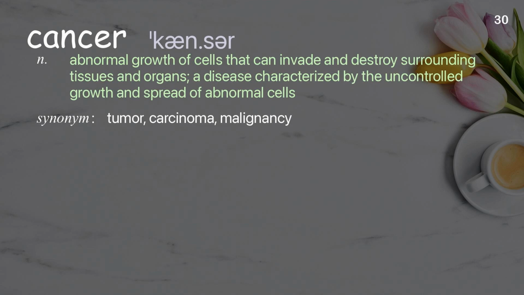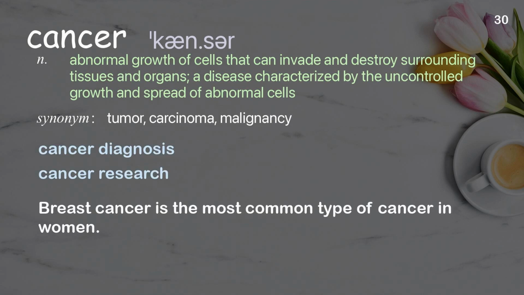Cancer: abnormal growth of cells that can invade and destroy surrounding tissues and organs, a disease characterized by the uncontrolled growth and spread of abnormal cells. Examples: cancer diagnosis, cancer research. Breast cancer is the most common type of cancer in women.